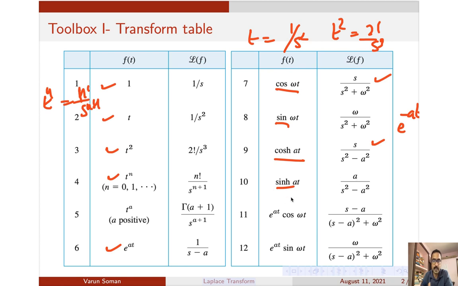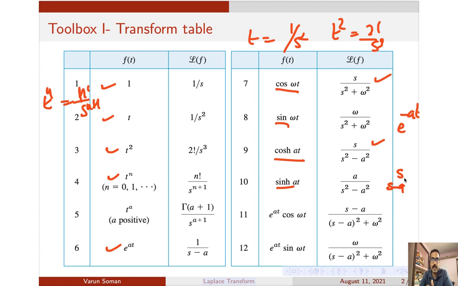Similarly, we have studied the shifting theorem: whenever you multiply something by e raised to at, s will be replaced by s minus a. All these concepts and tables we discussed in the previous session, so you should be clear with them and have this table at hand before we do problems. I hope this table is in your hand.